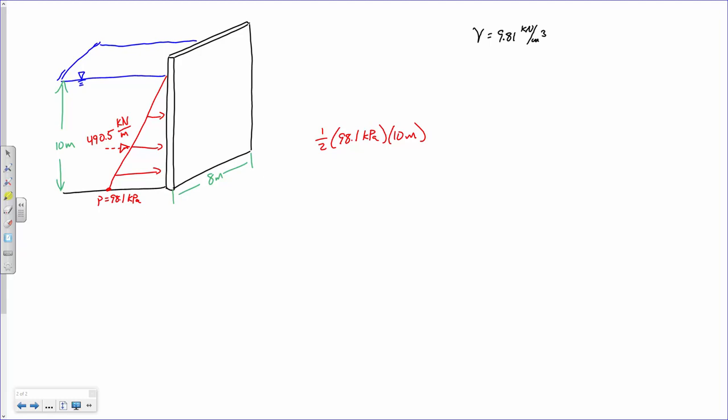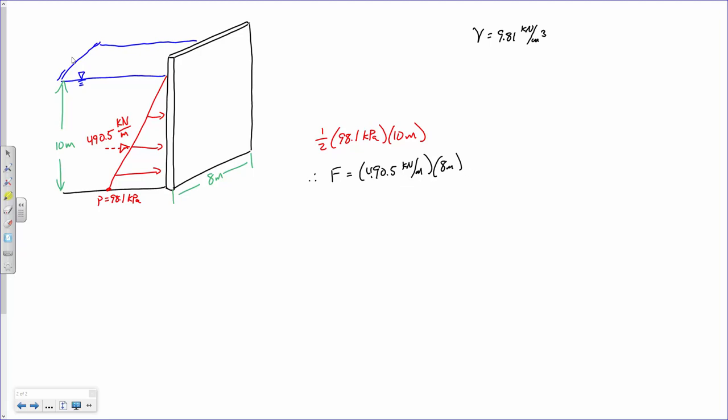There we go. I multiplied this by 8, right? Because the wall is 8 meters long. Make sense? So this pressure distribution, I can collapse that into a load, but that's a load per length of the wall. If I multiply by the total length of the wall, that's the total load, right? Now, let's go back. So what I can say is therefore total force is 490.5 kilonewtons per meter times 8 meters, right?